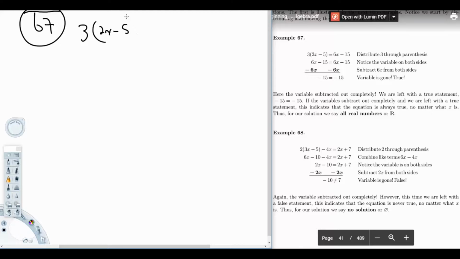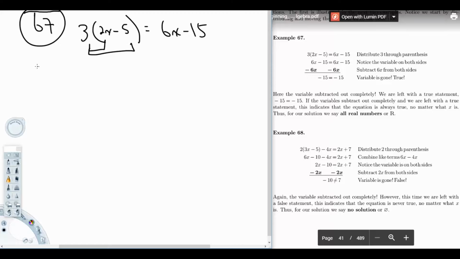3(2x minus 5) equals 6x minus 15. Let's look. Oh, these are the little tricky situations. They're trying to trick us. So once again, we're stuck here. We have parentheses here. We can't do anything with 2x minus 5. We have to use the distributive property to solve this equation.